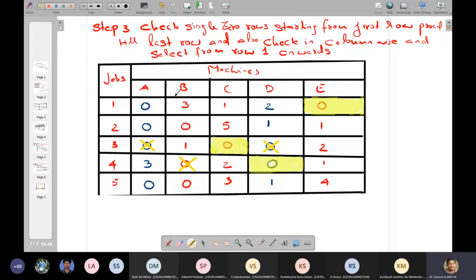Then I take machine A into account. Zeros are there. B, multiple zeros are there. C, only one zero is there. So that is the lowest opportunity that I had. When I select that, these two become meaningless, so I remove them from my solution. When I remove this 0 from my solution, for job D only one opportunity is left out. So I have selected that opportunity and cut this one.